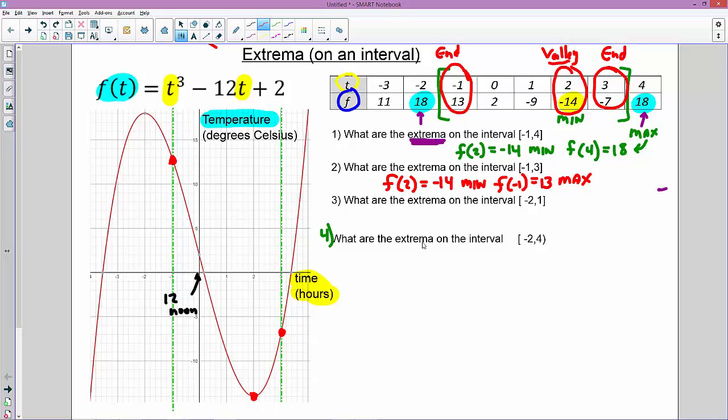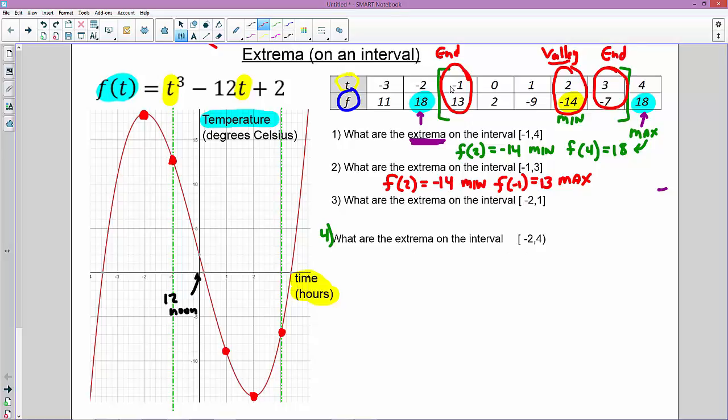All right, I'm gonna jump down to 4. Let's see, -2 to 1, hopefully you got the max was 18, f of -2 is 18, and the minimum was f of 1, right? So it was here and here. So in this case, it was both the endpoints. But let's go over this one.